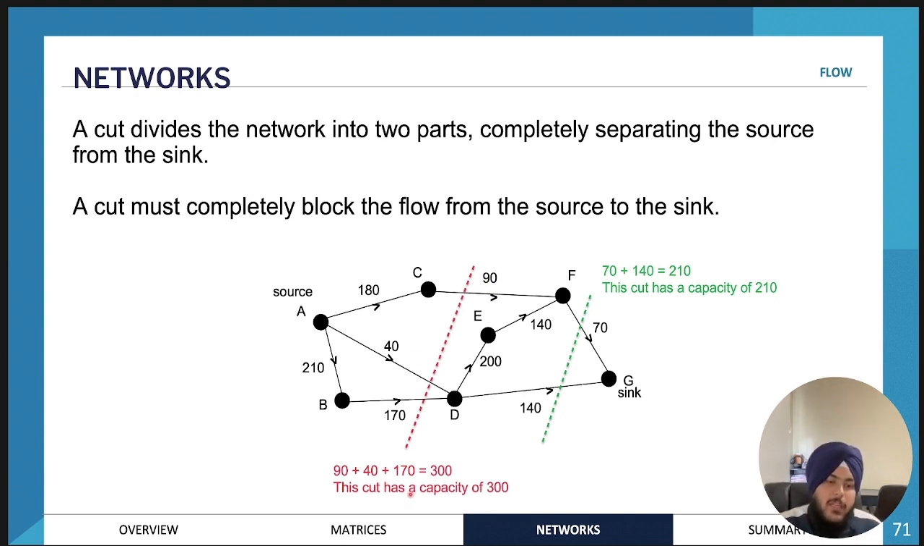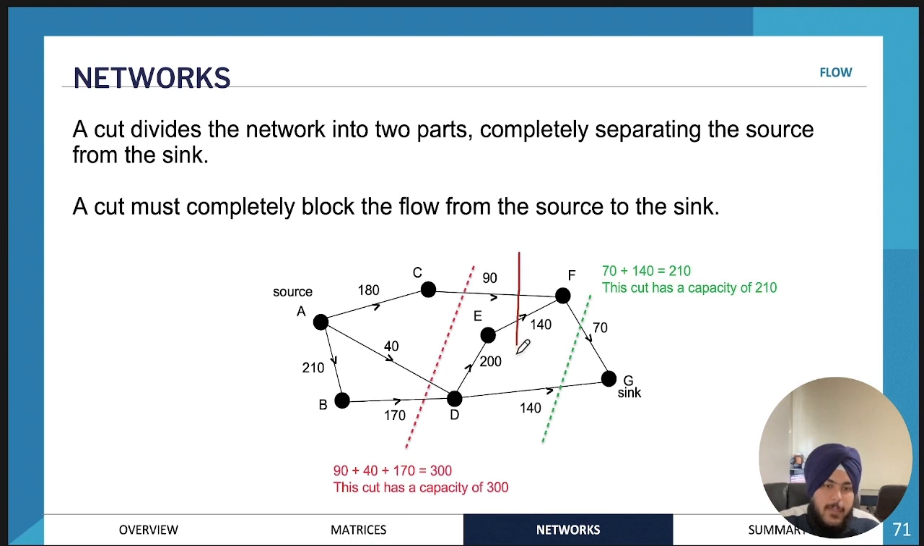So this red one over here has a capacity of 300. It might be the minimum or it might not. But we've already established that it can't be the maximum flow, because if only 210 liters per second can actually go into the sink at any time, how can the maximum capacity be 300? How can 300 go to the sink at any one time? So it has to be less than 210, but we don't actually know. We can do a variety of different cuts. So we can do this one, we can do this one, a lot of different cuts.